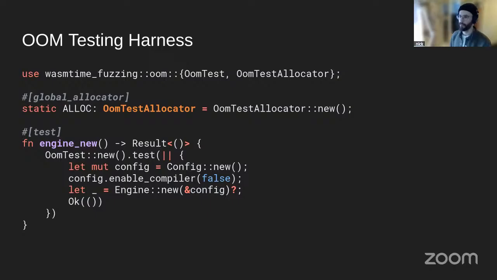This is basically what one of the tests looks like. Import the stuff. You have to set the special global allocator, and then you use this OOM test builder and run a test. You can create a config and create an engine, and it will make sure that all of the allocations that happen inside of that closure are properly handling OOM.